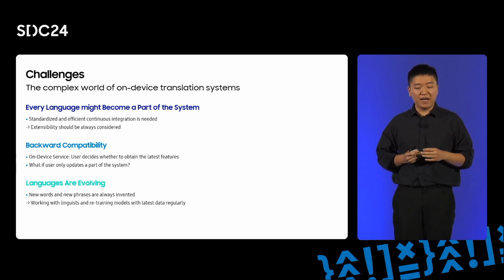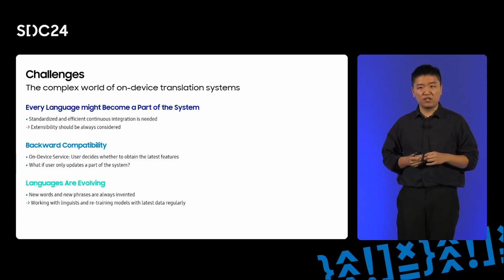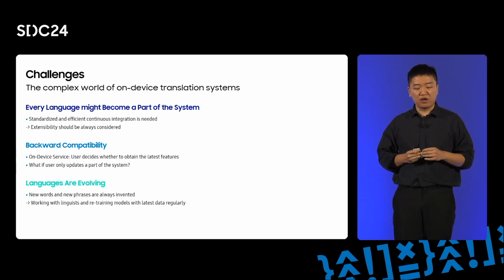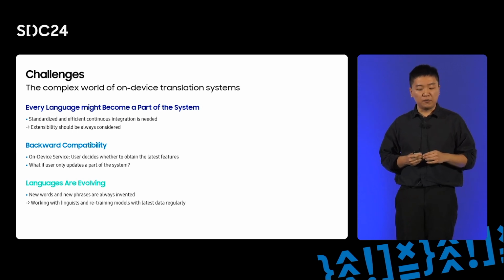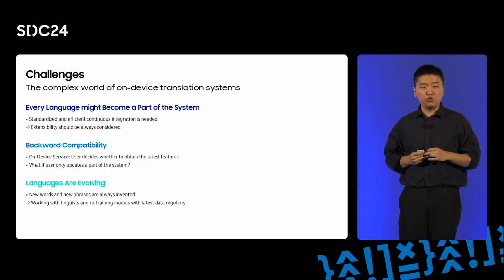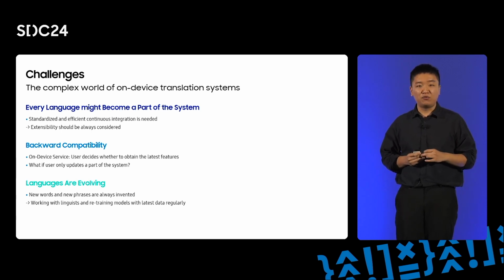The third one might be a common challenge across the topics in natural language processing. The languages we use in our daily life are still evolving, and new words and phrases keep emerging. To make sure the on-device translation keeps up with this pace, we are currently working tightly with linguists, adding new training data and retraining models on a regular basis.